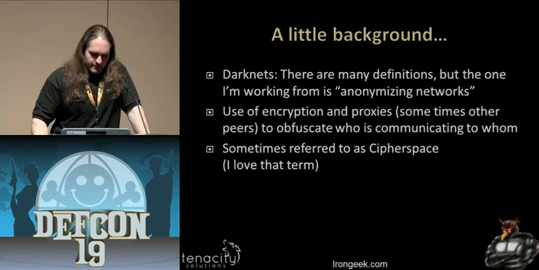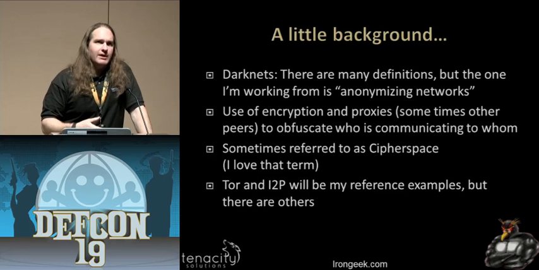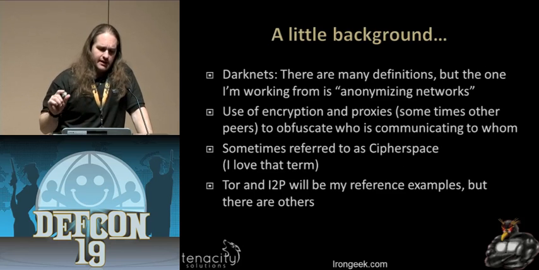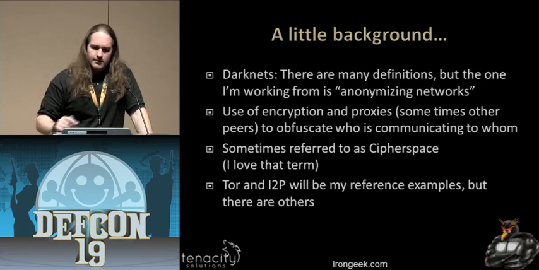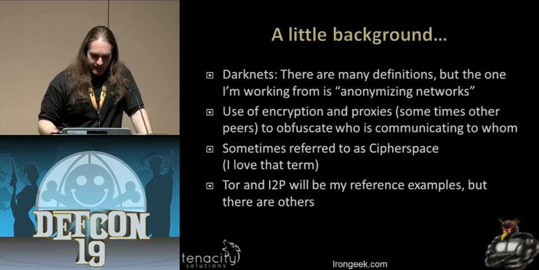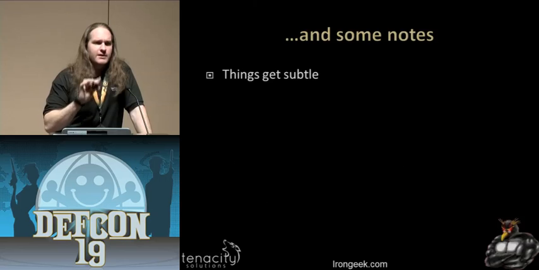I also love the term cypherspace, and that might be a clearer term to use for some of these networks. The two I'll be using as reference examples are, of course, Tor and I2P, but there's a lot of other ones, and some of the attack strategies that we're talking about here are very academic, and there's actually mitigations in place in both Tor and I2P to hopefully make them not be nearly the size of the problem that they could be. Things get subtle when you're talking about attacking mixed nets.